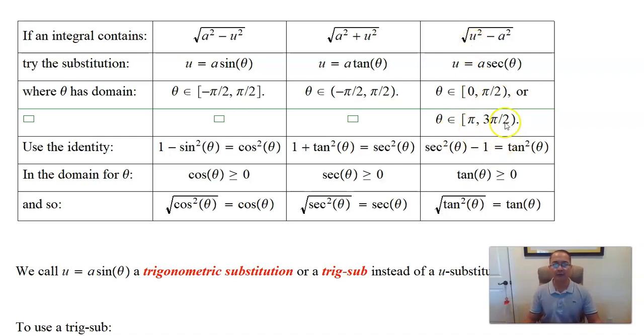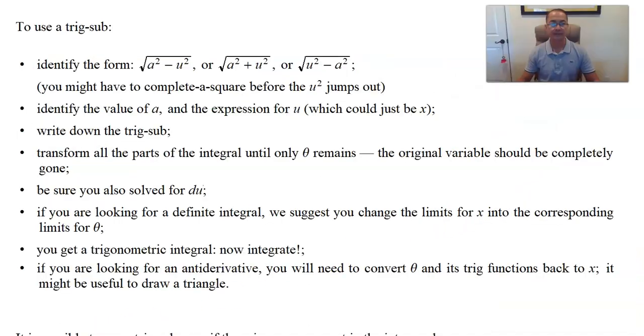All right, so in the square root, we're going to get square root of tangent squared. But since tangent is positive or 0 on those two quadrants, we simply get tangent of theta. All right, so here's how you actually execute a trig sub. First of all, you need to identify the form. Is it a constant squared minus a variable squared, or a constant squared plus a variable squared, or the variable squared minus a constant squared?